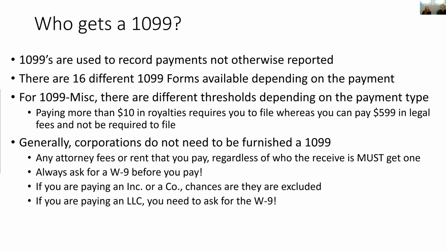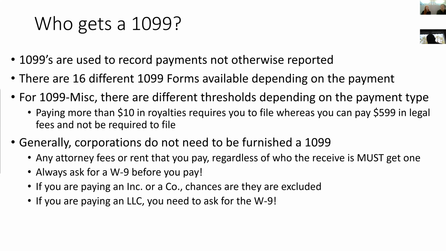All right, so who gets a 1099? 1099s are used to record payments not otherwise reported. So think about your independent contractors. Think about anybody that you've given a prize to that's not an employee. Think about your attorneys, your landlords, things like that. Otherwise, it will go on your W-2.